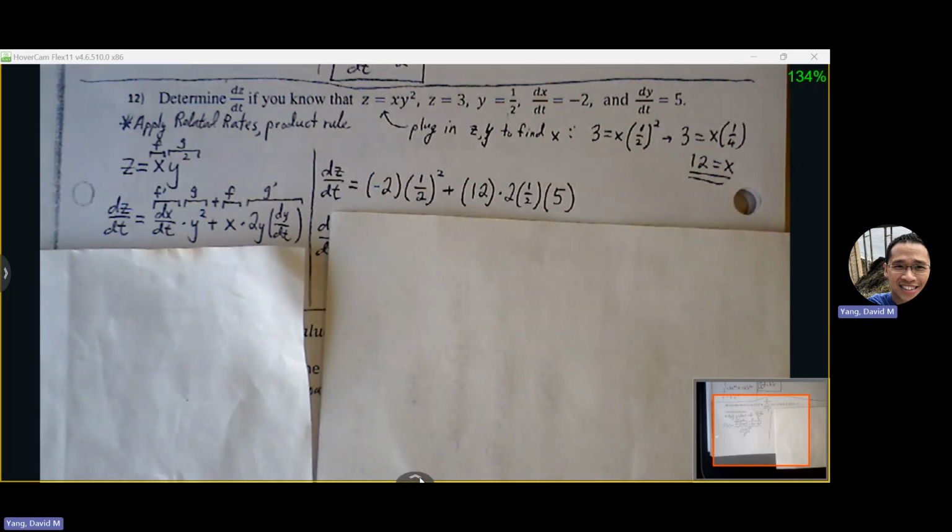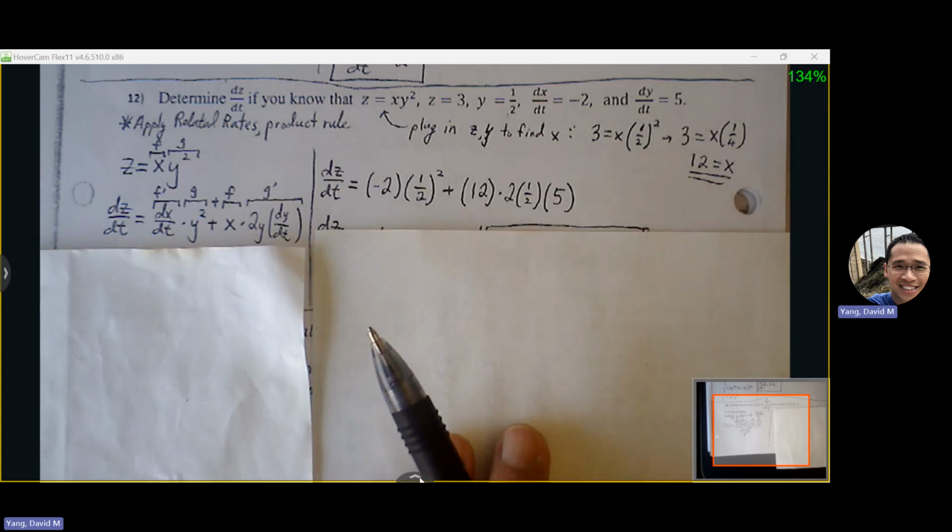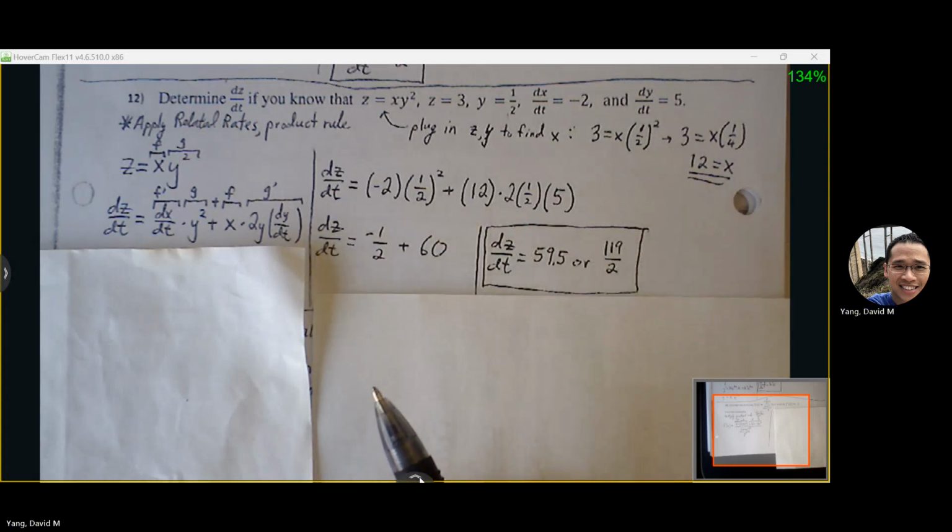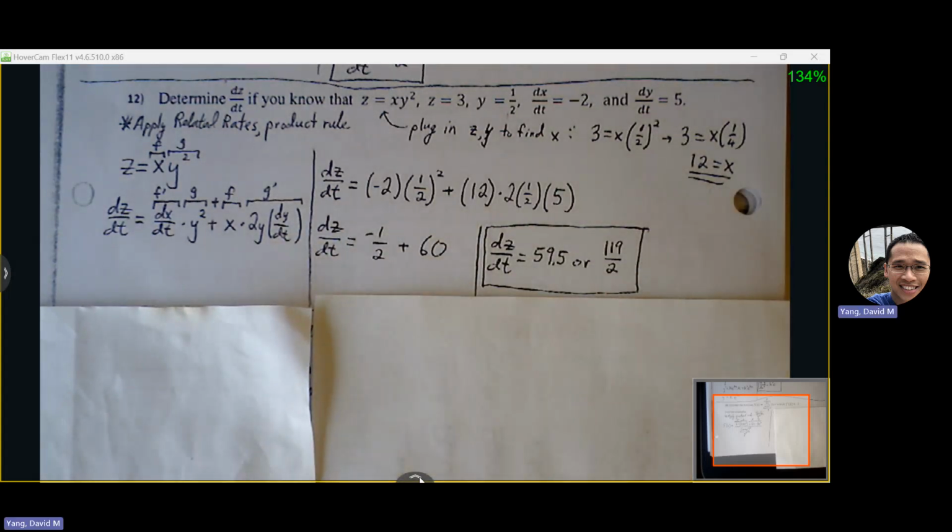If I plug in 3 for z and 1/2 for y squared, I get 3 equals 1/4 x. Cross multiply, x equals 12. So now all the values can be plugged in, and I can solve for my missing variable, dc/dt.